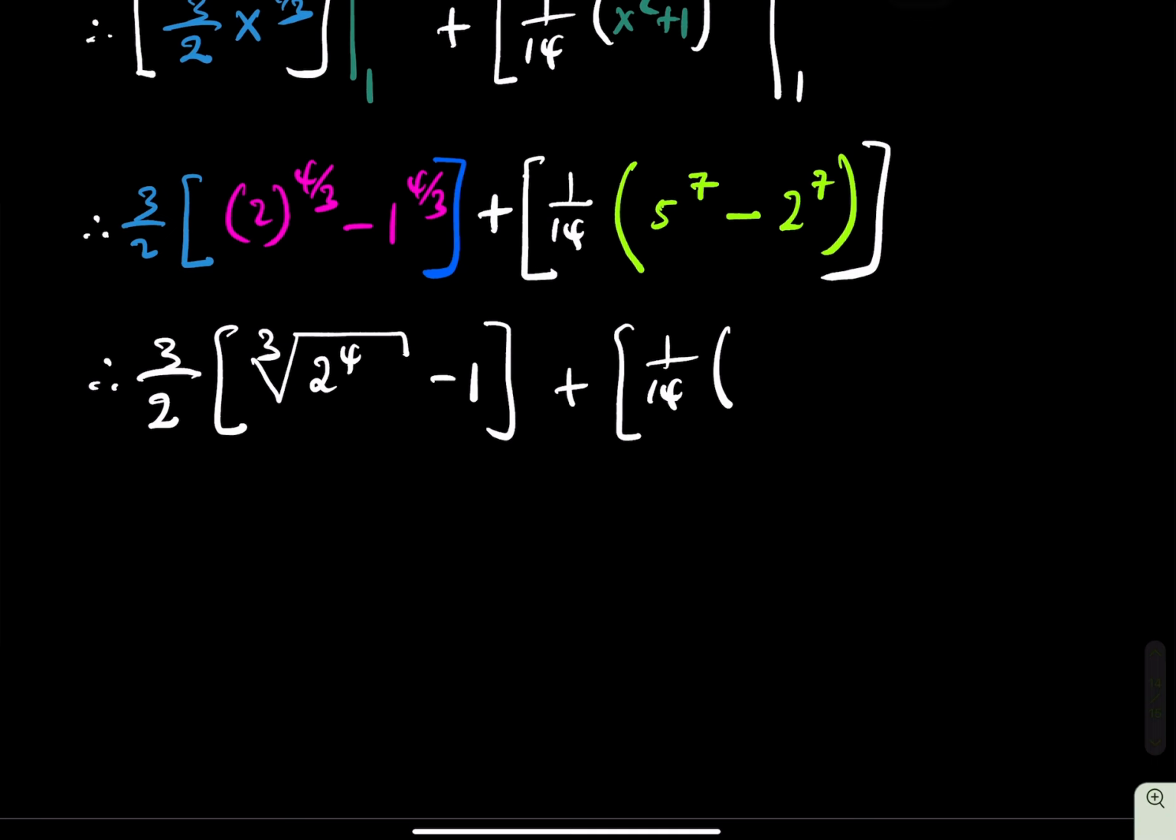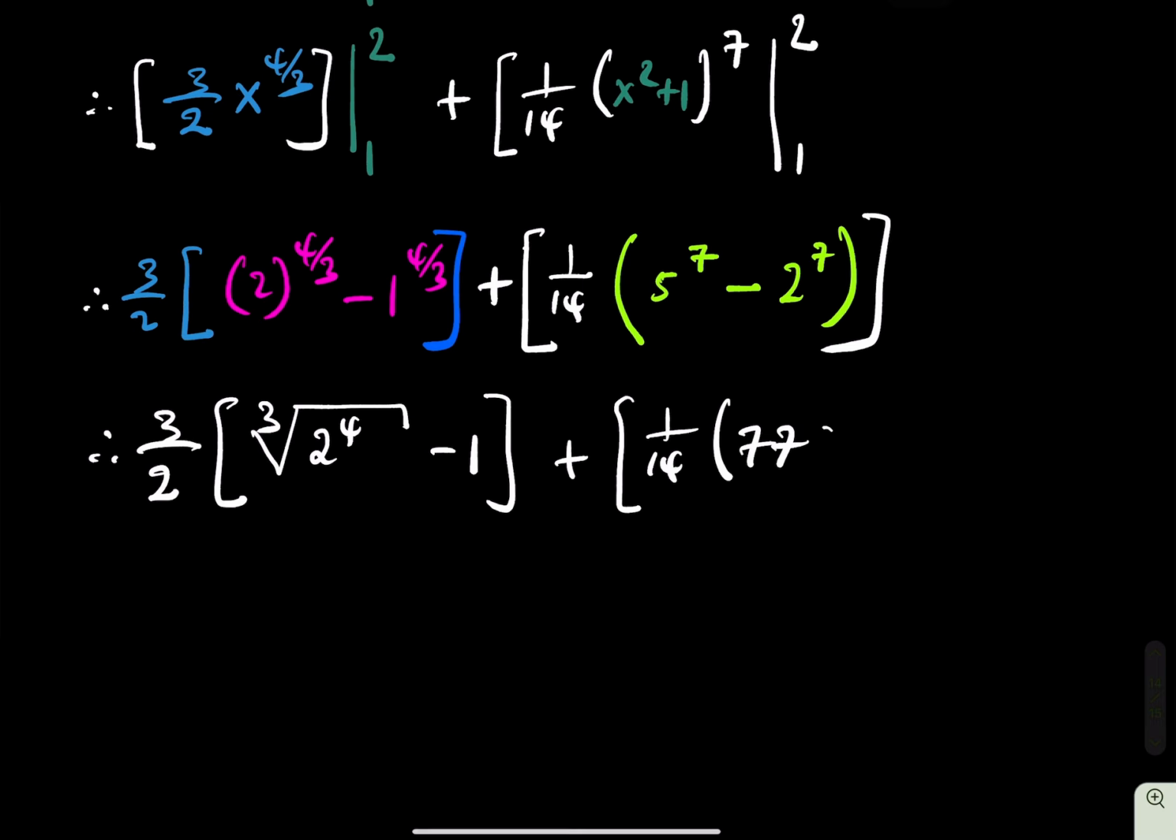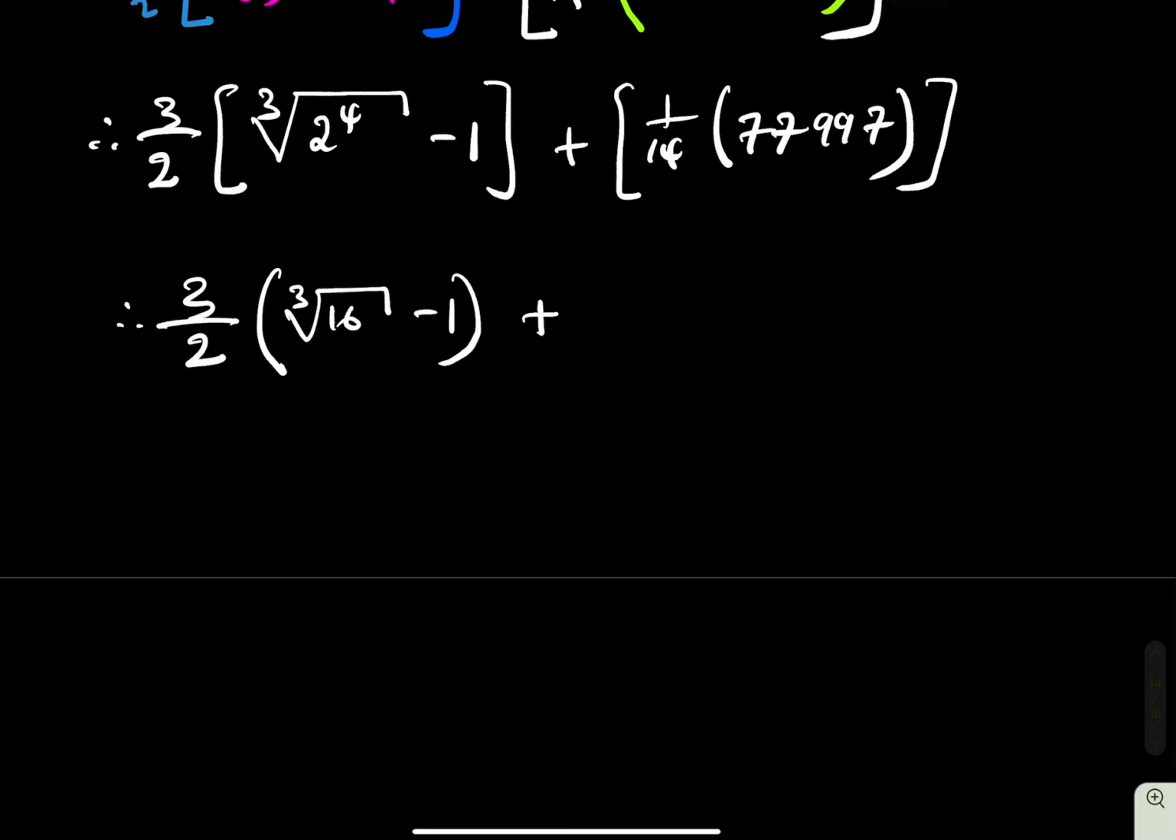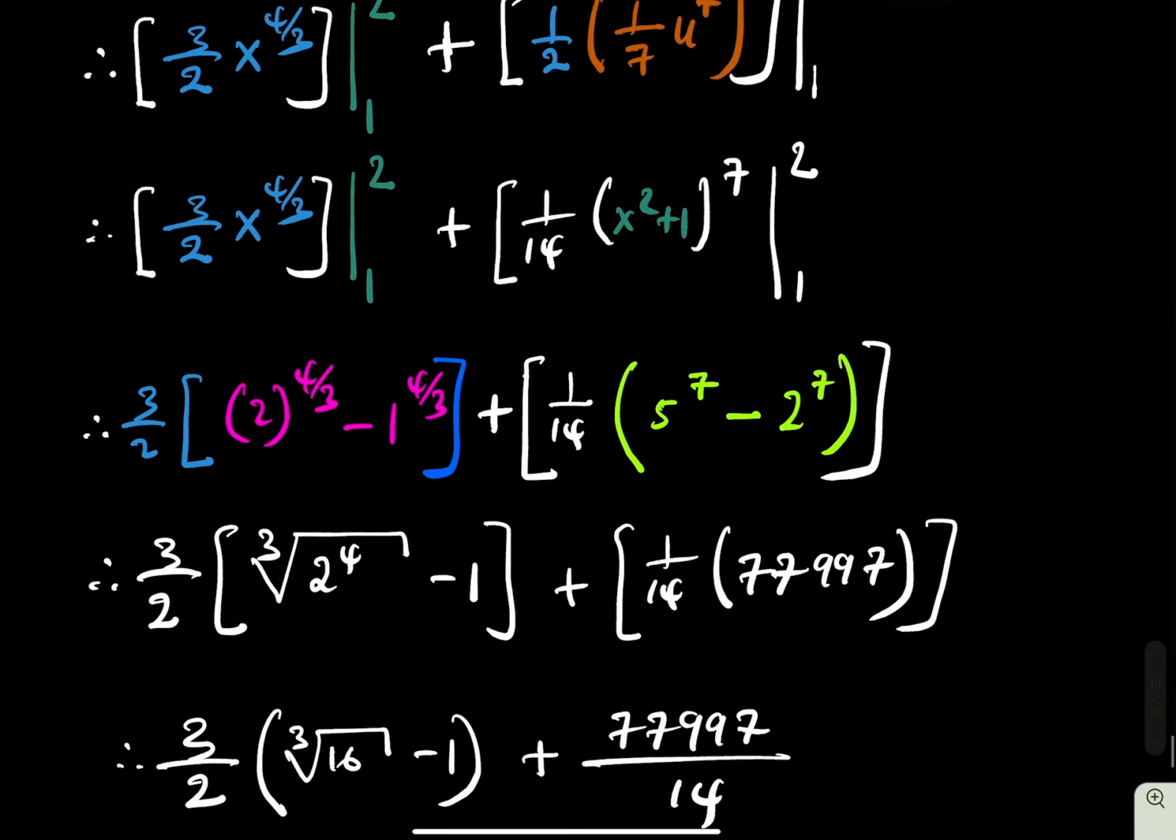5 to the power 7 minus 2 to the power 7. That gives me 77997 there. And then this end result is going to give me 3 over 2 into the cube roots of 16 minus 1 plus, let's divide that by 14. So that is 77997 divided by 14. I will really end here.